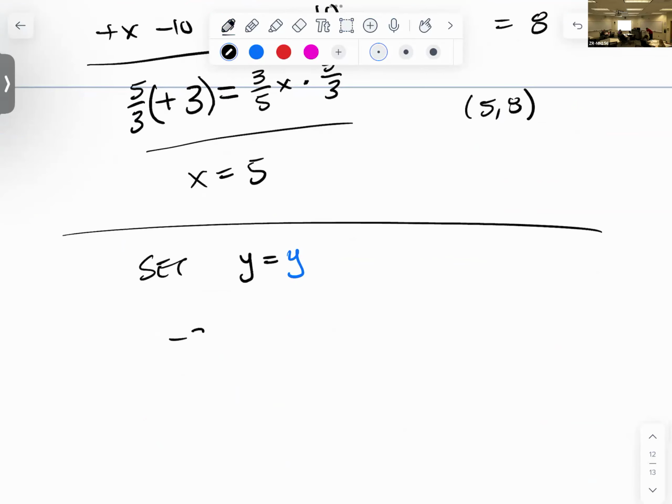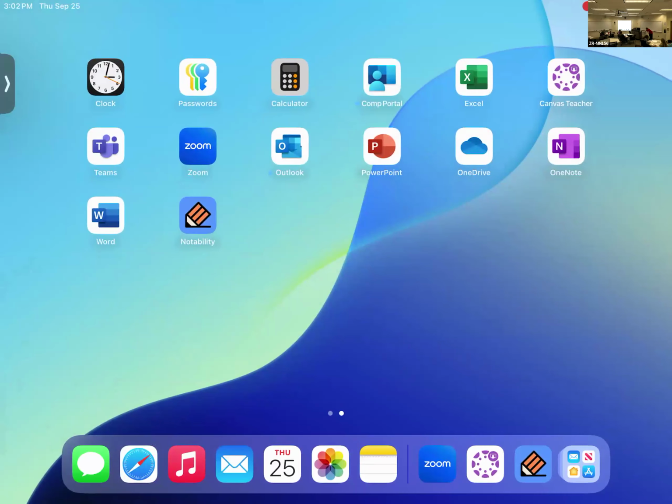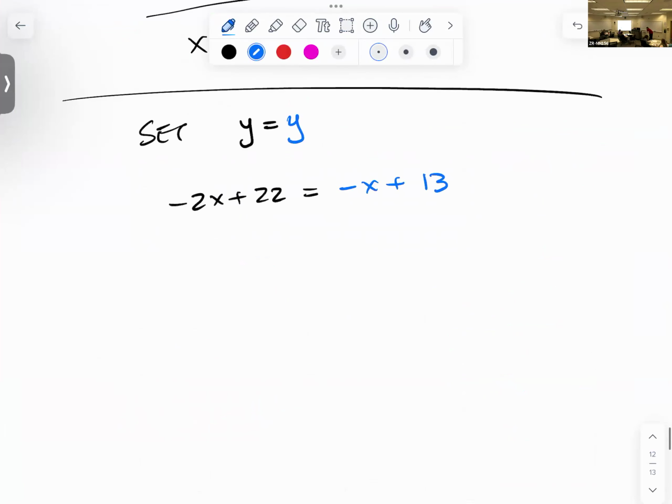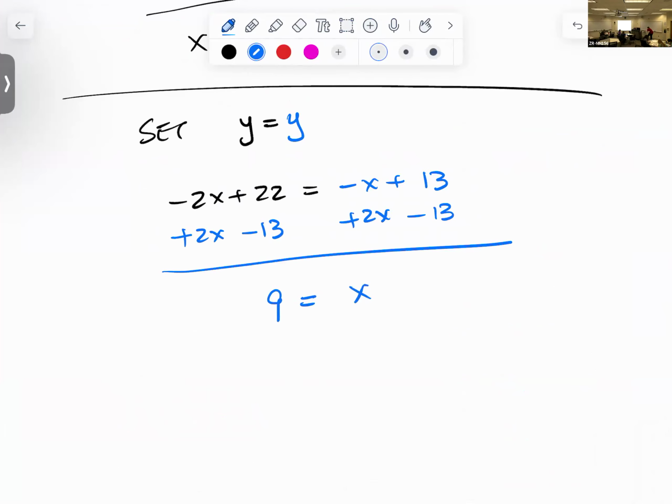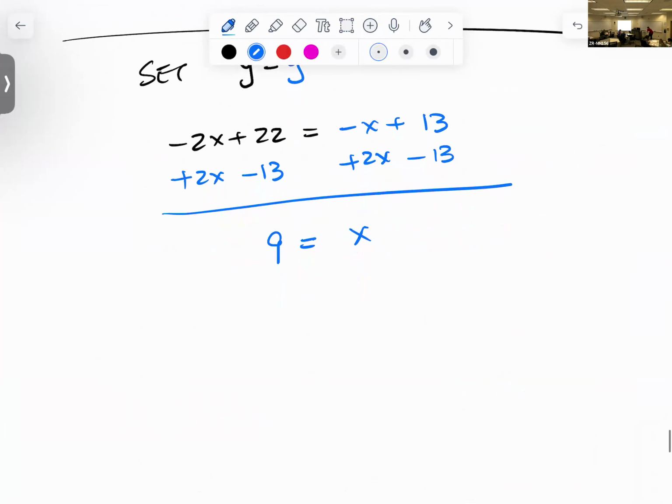Negative. And this one's even easier, actually. So plus 2x. It's 13. Oh, look at that, x equals 9. Oh, that's negative, okay. Got it.